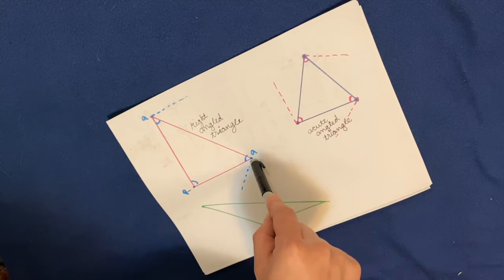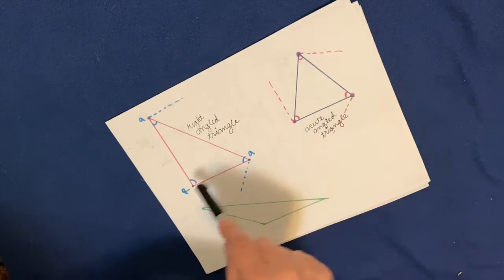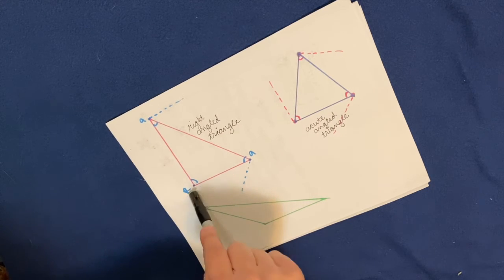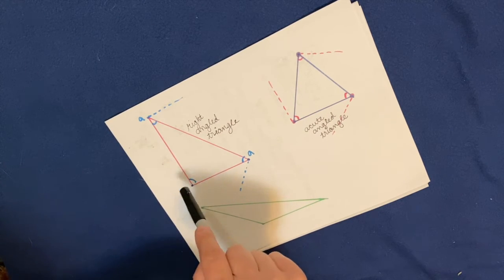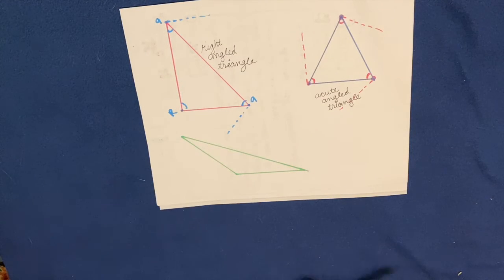We call it a right-angled triangle because it has a different angle here than these 2, doesn't it? So whatever angle is different, that's what we're going to call it. These are all the same, so we call it an acute angled triangle. But here we have one angle that's different. We're going to name it after the angle that's different, a right-angled triangle. Okay?